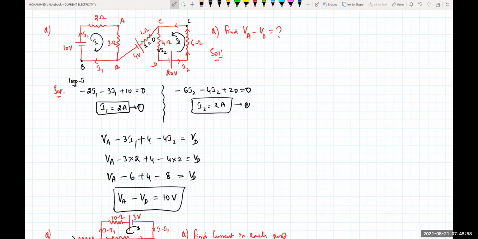Very peculiar question, beta. Whatever current is coming from your 10 volt battery, that will go back to 10 volt. Whatever the current is coming from 20 volt, that will go back to 20 volt. That means there is no current from B to C. Make sure of that one. There is no current flowing in your B to C.